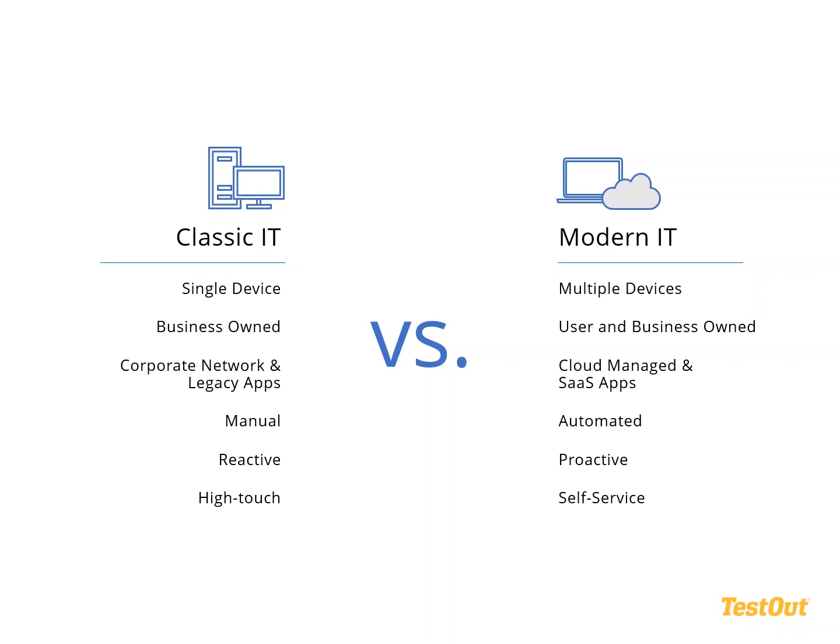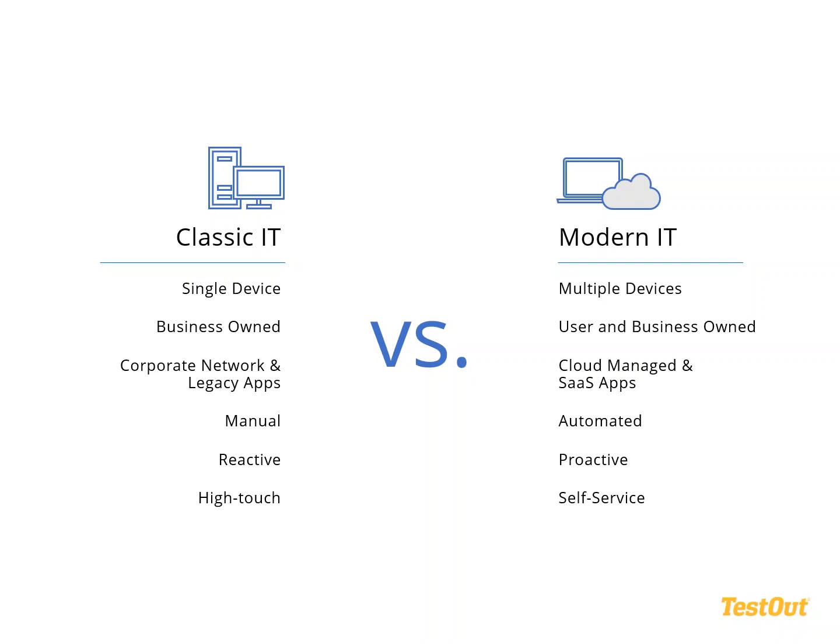Thanks for that input. So as Microsoft was looking at 697 and 698, they looked at a classic IT structure: single device, business owned, corporate networks, legacy apps, manual, reactive, and high touch.